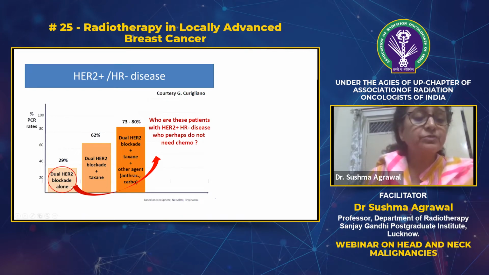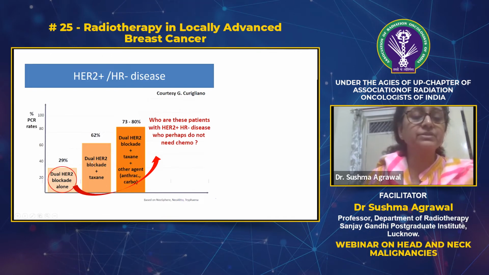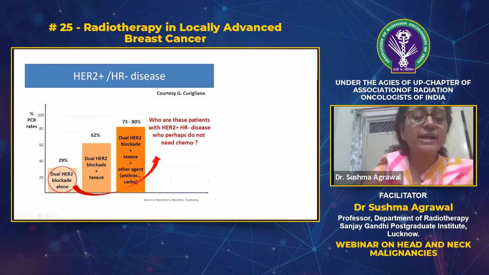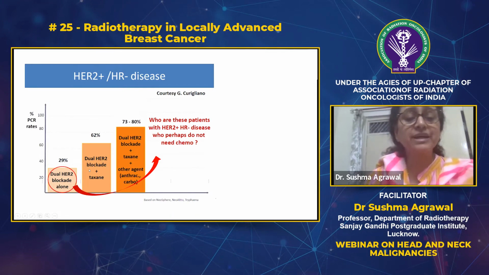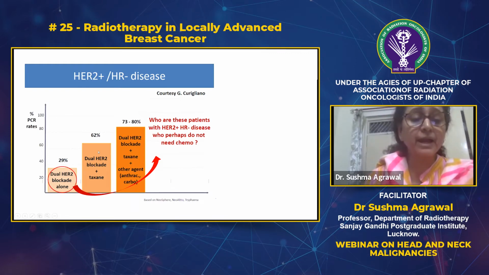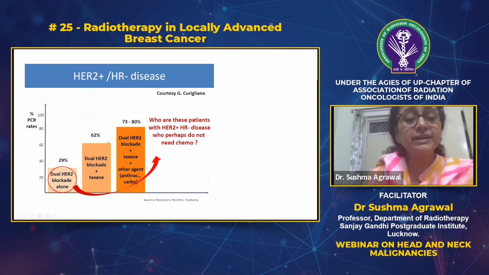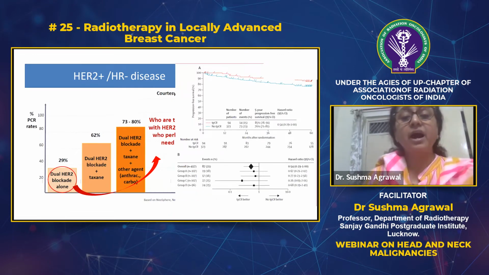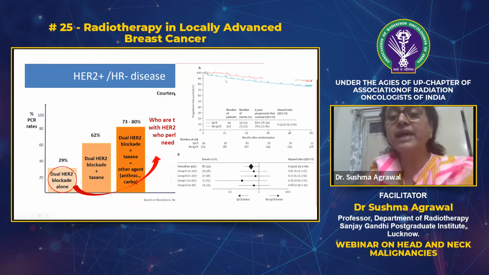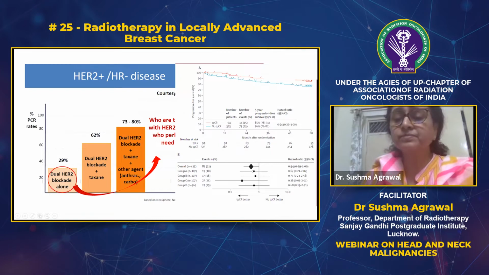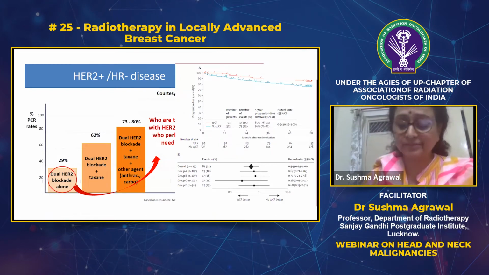On the left side, you will see that if only a single HER2 agent is given, then the PCR rate is 29%. In the middle bar is where you add dual agents, which is the standard of care, that is trastuzumab with pertuzumab, which leads to a pathological CR of 62%. And if you further intensify chemotherapy, you can achieve 80% pathological CR. Again, in this study, they saw that those who achieved PCR were long-term survivors, the red line above. And this also came out to be true in the various subsets.